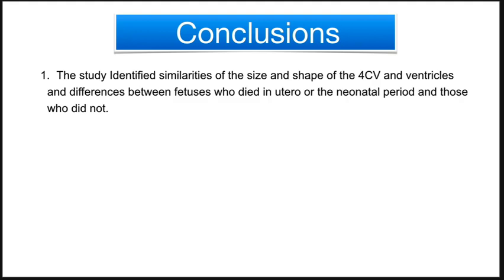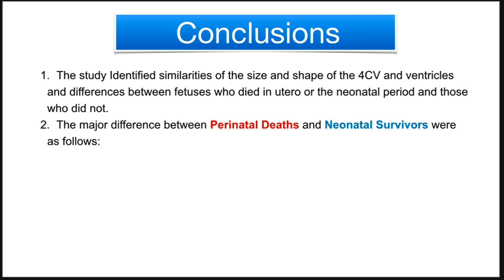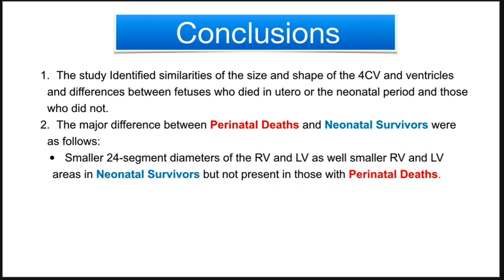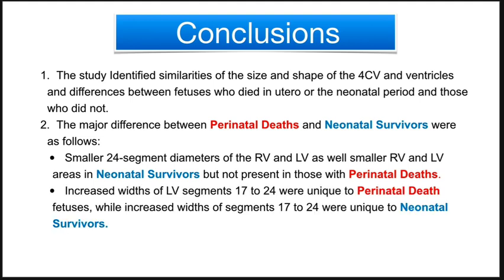Conclusions. 1. The study identified similarities of size and shape of the four-chamber view and ventricles and differences between fetuses who died in utero or the neonatal period and those who did not. 2. The major differences between perinatal deaths and neonatal survivors were as follows. Smaller 24-segment diameters of the right and left ventricles as well as smaller right and left ventricular areas were present in neonatal survivors but not present in those with perinatal deaths.